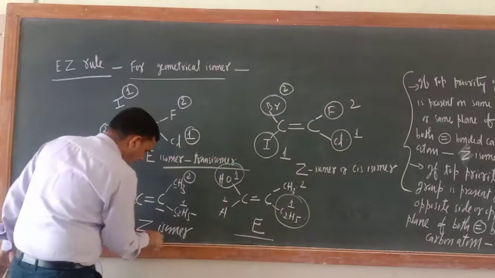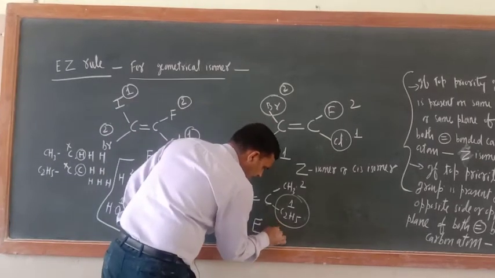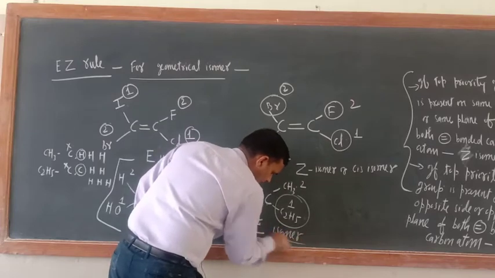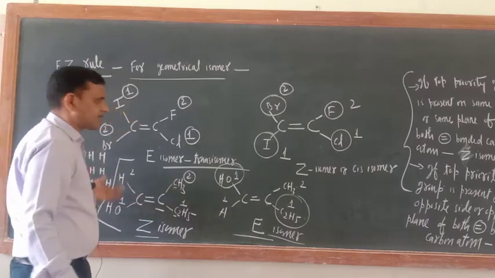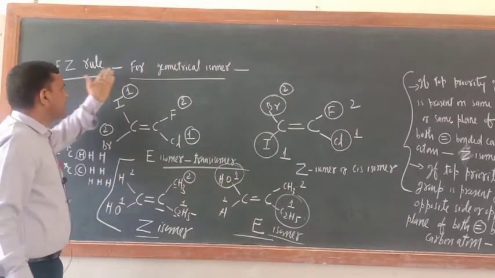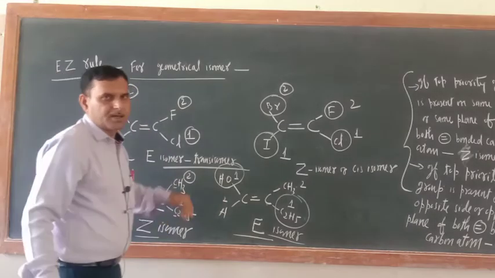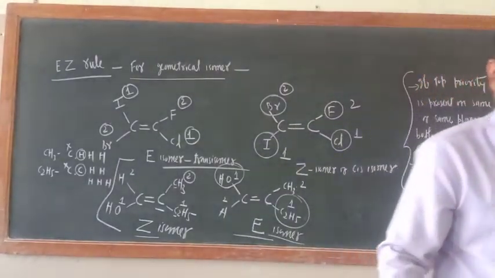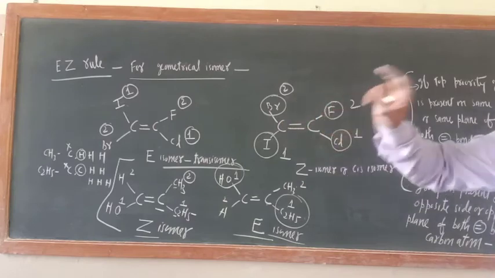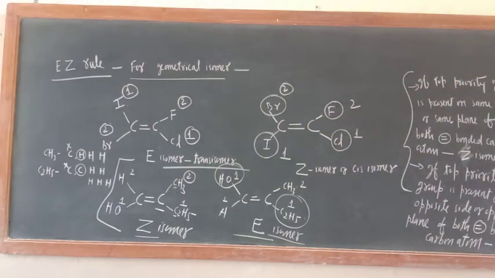So this is the E isomer. E means trans, this is cis. So this is the EZ rule for geometrical isomers. Now the next one is the RS rule. The first rule is this one only, the priority order rule. You should also number the groups around the chiral carbon atom.